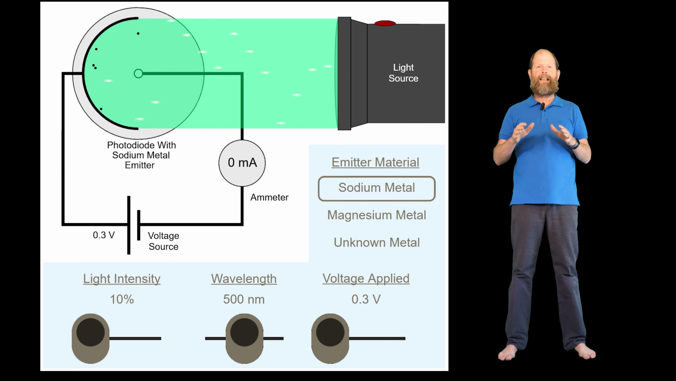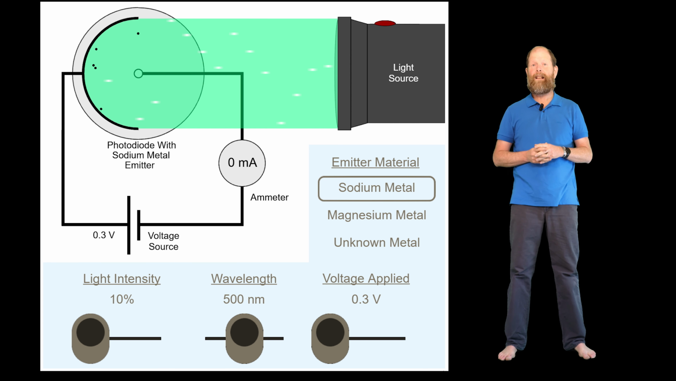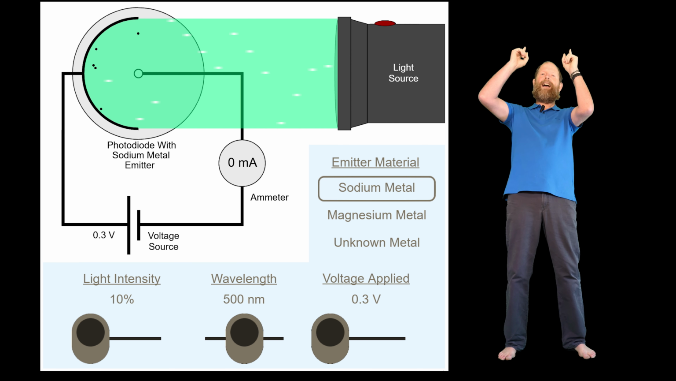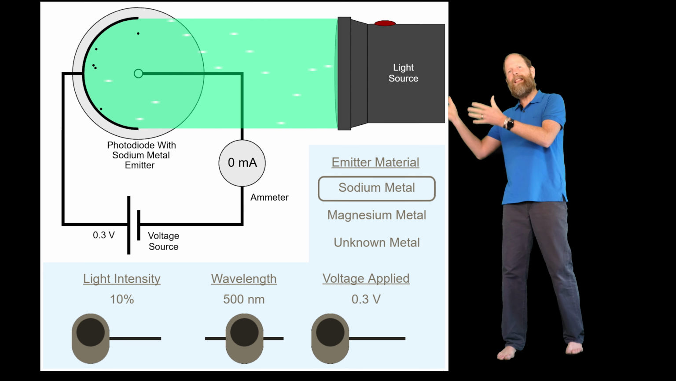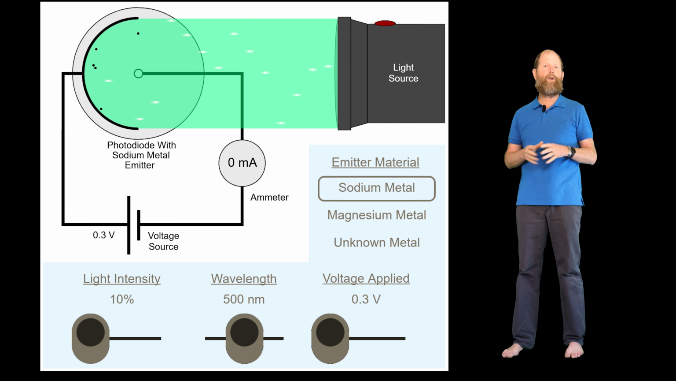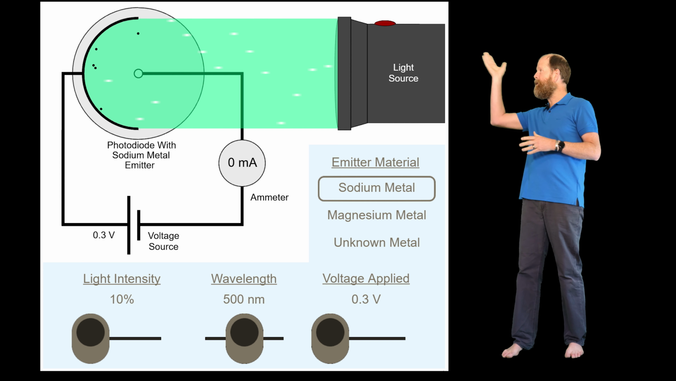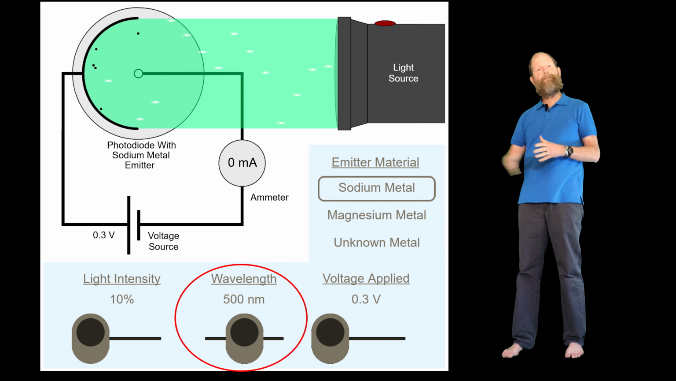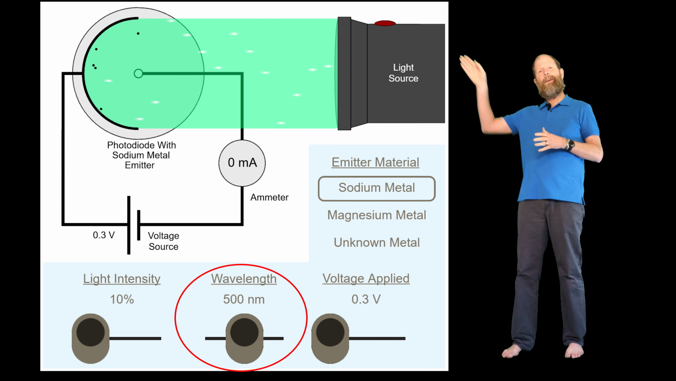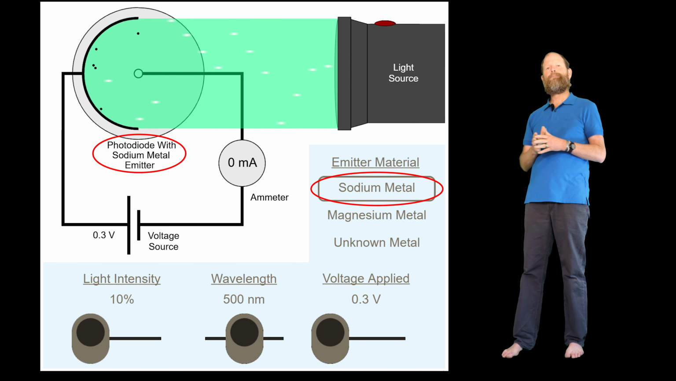To help you visualize this, let's head over to Physics Classroom's Photoelectric Effect Interactive. This interactive simulation allows you to experiment with the photoelectric effect and see how it works firsthand. First, let's understand what's going on here. We have a source of light, represented by the flashlight here, which is shining green light with a wavelength of 500 nanometers on a piece of sodium metal.